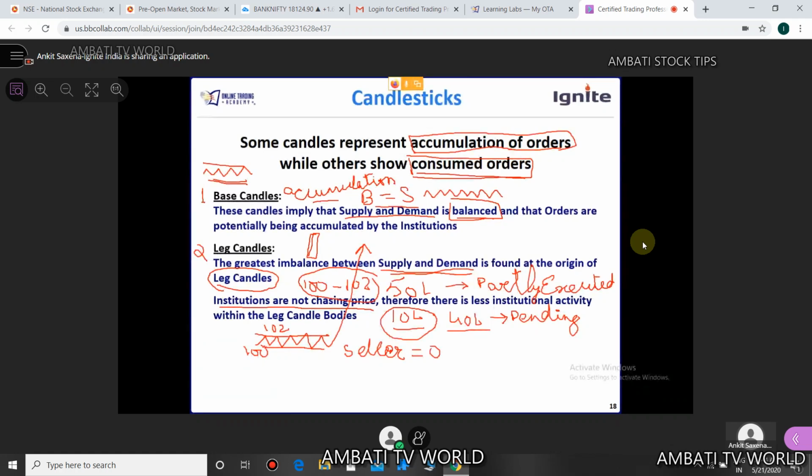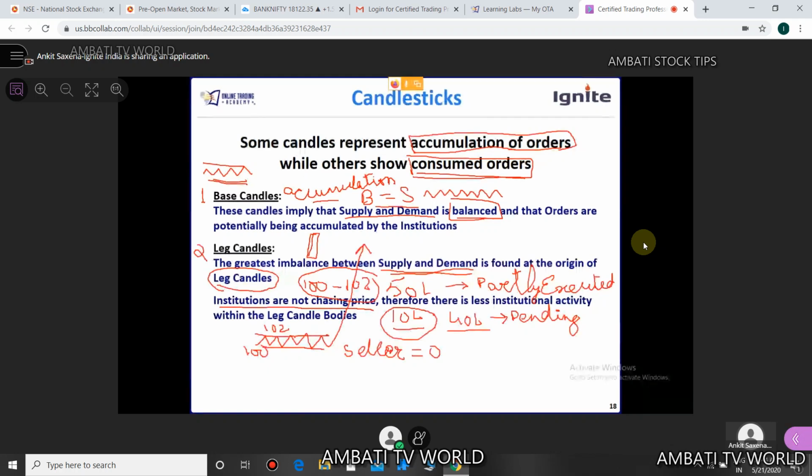which kind of candles will form? Tell me. Till the time the prices are trading between 100 and 102, which kind of candles will form? Base candles, isn't it? Base candles will form.